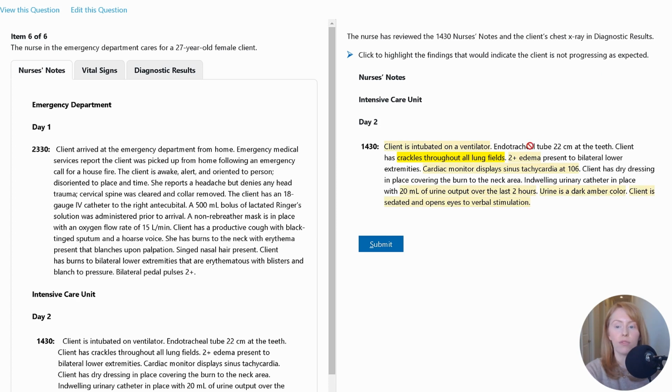Similarly, edema, we've fluid overloaded them, and then because they have burns, they have increased capillary permeability, and all that fluid that we gave didn't stay in their vascular space, but went into their lungs, and in this case, also into their peripheral tissues. Reading on, the cardiac monitor displays sinus tachycardia at 106.